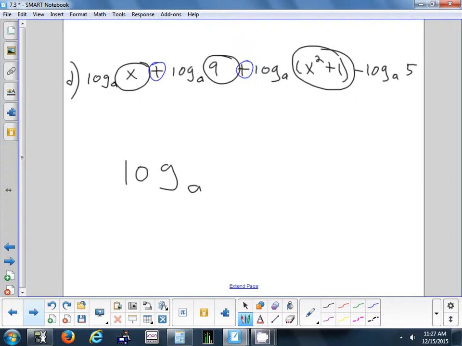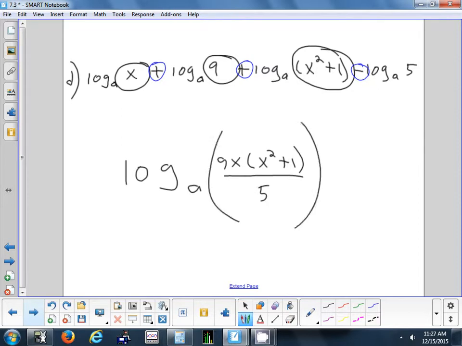X times 9, we normally write this way: 9x times x squared plus 1. And when you have a minus, minus turns into division by 5 in this case. That's it.